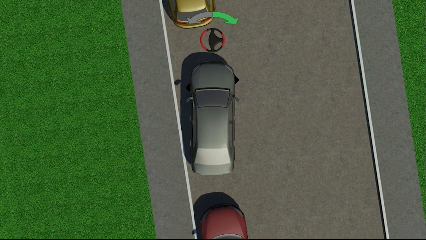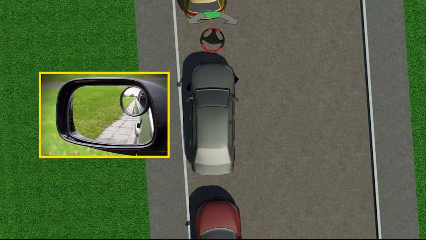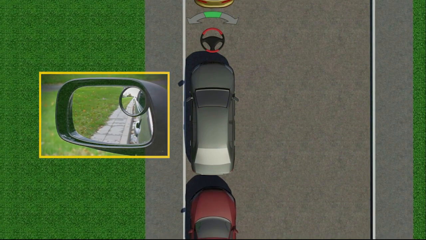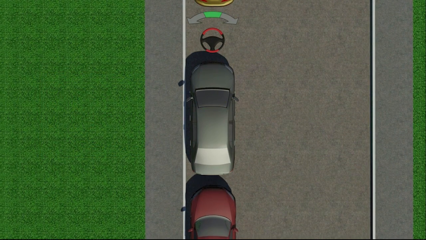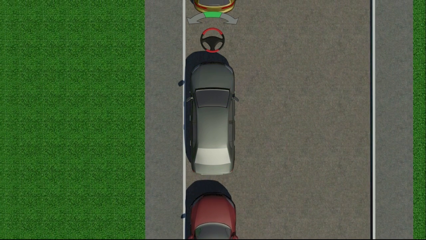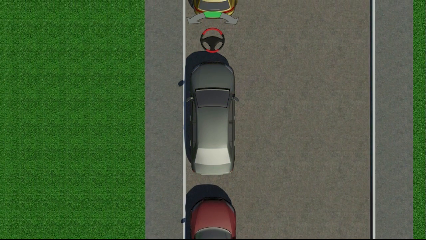For this purpose, it is convenient to use the side mirror. Once you are parallel to the curb, immediately put the steering wheel into a straight forward position. If necessary, you can now move forward or backward, putting your car in the middle of the parking space.